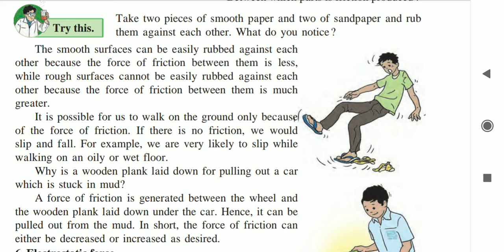The wooden plank is rough, its surface is rough. Because of that, friction takes place between the wooden plank and the wheel, and so the wheel can be easily pulled out of the mud. A force of friction is generated between the wheel and the wooden plank laid down under the car. Hence, it can be pulled out from the mud. In short, the force of friction can either be decreased or increased as desired.